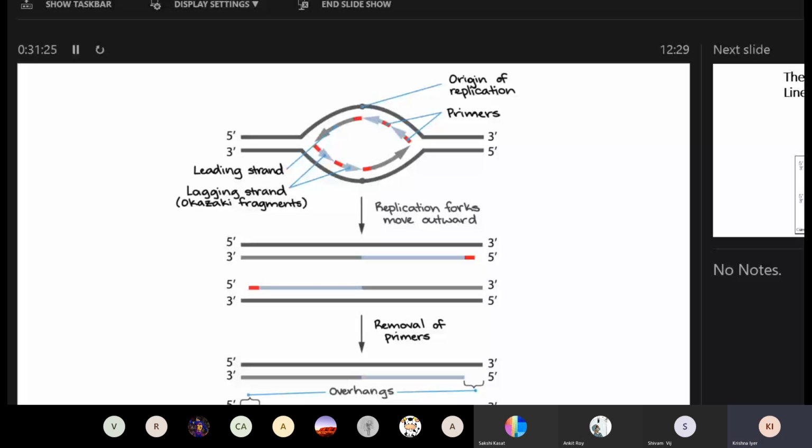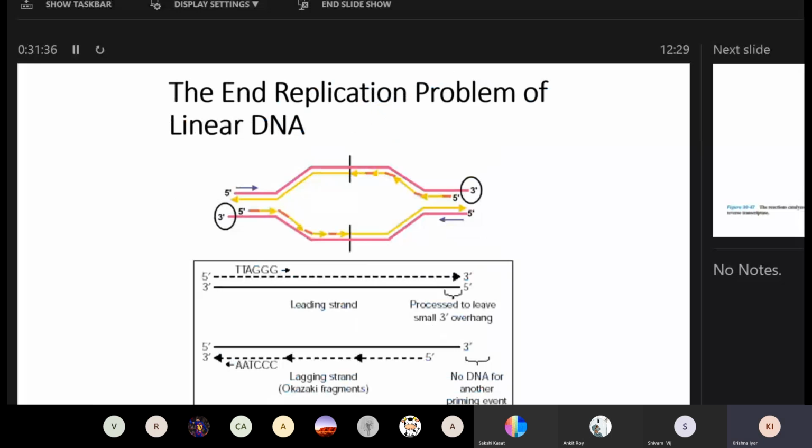And now what to do? So my new DNA is going to be shorter. And this is also shown here. I have this fork here. This went like that. This kept being made as Okazaki fragments. But what happens to the last one? There is no DNA for another priming event.